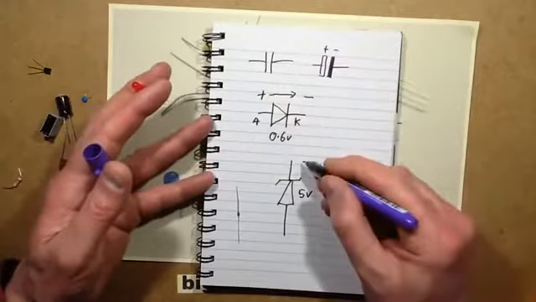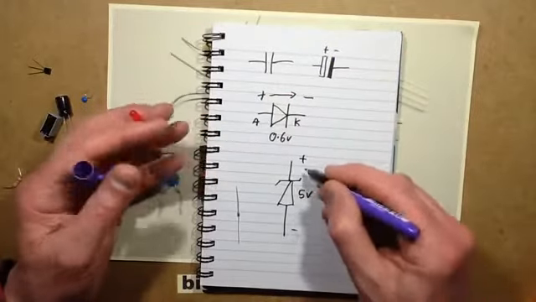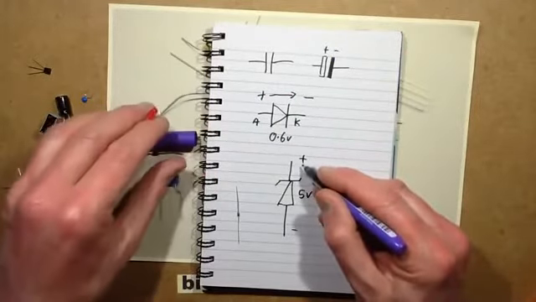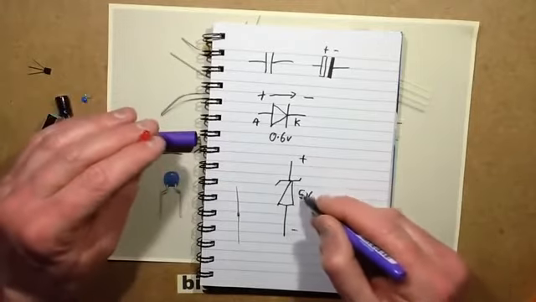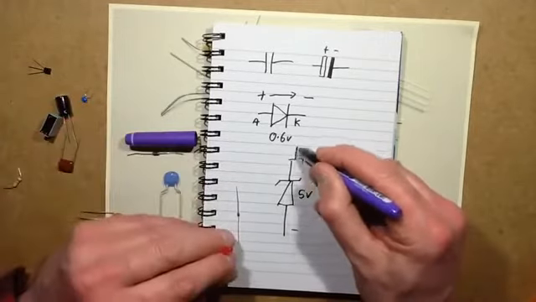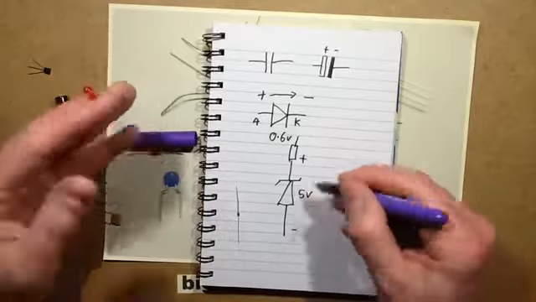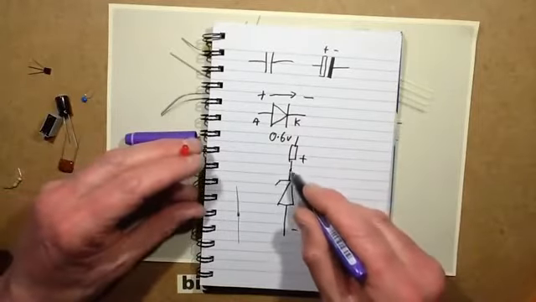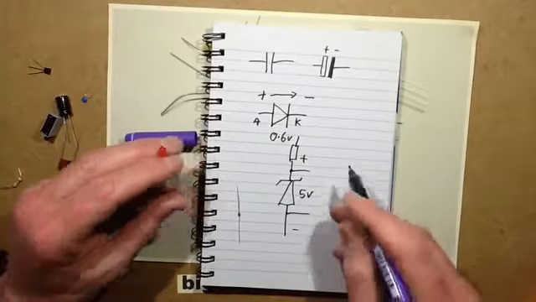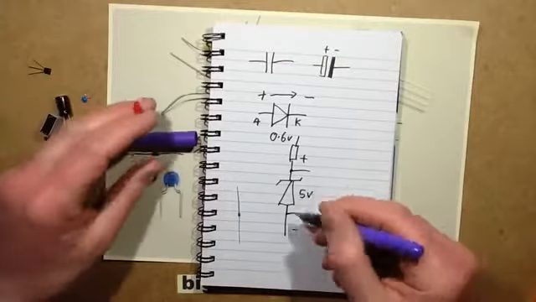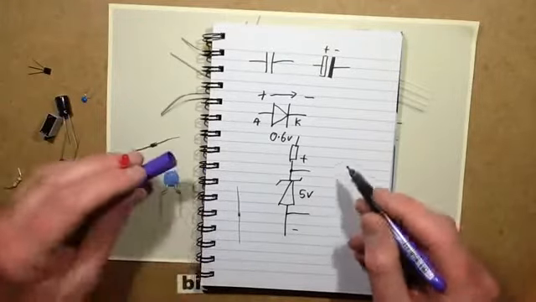apply a reverse current, positive flowing down to negative, it will actually start conducting fairly precisely at 5 volts. So if you limit the current flow through a resistor, then the voltage will just sit around 5 volts, and that's often used to provide very simple power supplies and regulation in the circuitry.